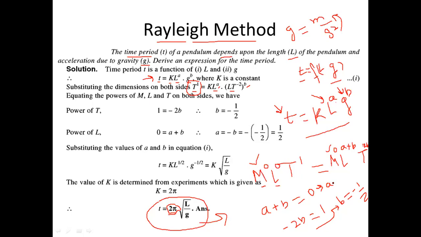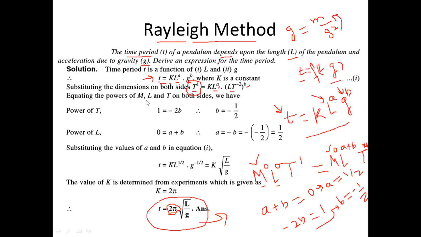A will be 1 by 2. A will become 1 by 2 minus B, or 1 by 2. B is 1 minus 1 by 2. So A is 1 by 2 and B is minus 1 by 2. Now do one thing. Just put A equal to 1 by 2 and B equal to minus 1 by 2 in this relation.